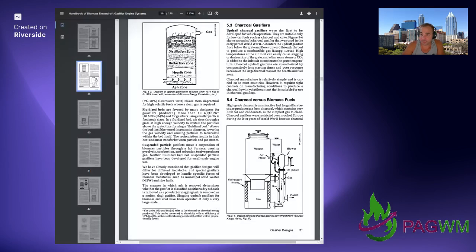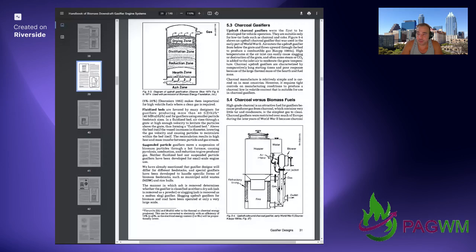Charcoal gasifiers. Updraft charcoal gasifiers were the first to be developed for vehicle operation. They are suitable only for low tar fuels such as charcoal and coke. Figure 5.4 right here shows an updraft charcoal gasifier that was used in the early part of World War II.